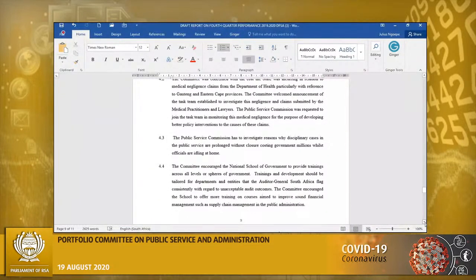The Public Service Commission has to investigate the reason why disciplinary cases in the public service are prolonged without closure, costing government millions, whilst officials are idling at home.